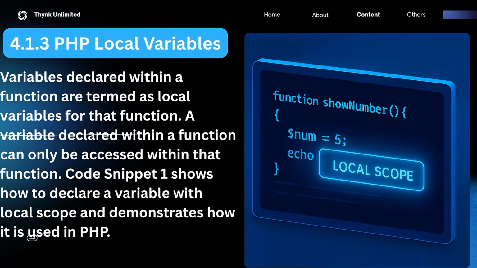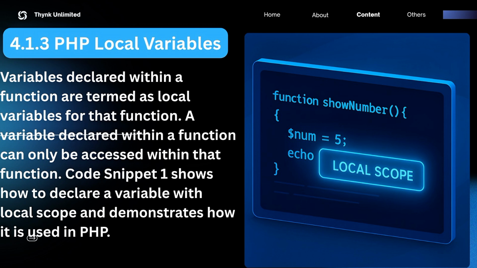However, if you try to use $num outside the showNumber function, for example, directly in the main program, PHP will produce an error because the variable does not exist outside the function's local scope. This concept is known as local scope. The local scope ensures that each function works independently with its own variables without interfering with variables from other parts of the program. This makes your code more secure, organized, and easier to manage.